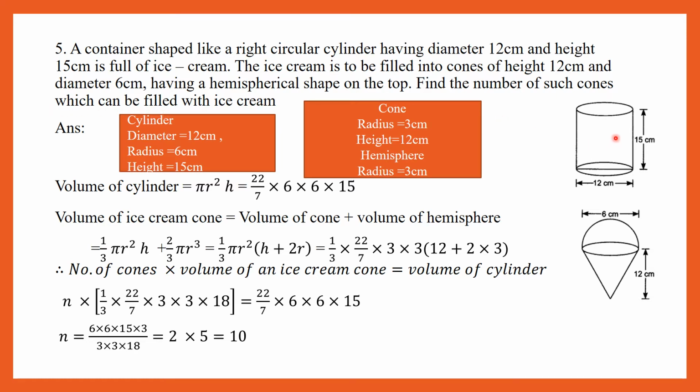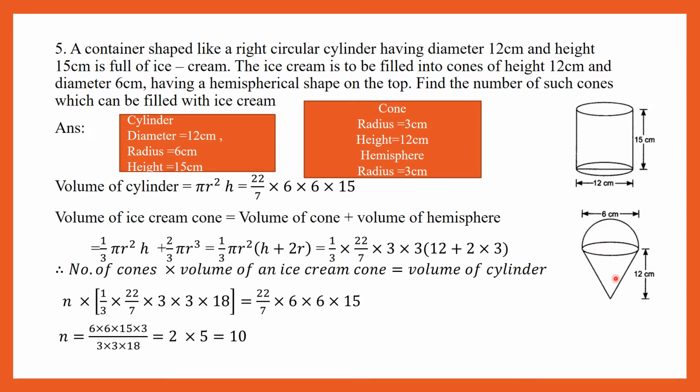Here we are given a cylindrical container full of ice cream. So, diameter is given as 12 cm and therefore radius is equal to 6 cm. Height of the cylinder is given as 15. So, volume of the cylinder, pi r square h, is equal to 22 by 7 into 6 square into 15. The ice cream in the cylinder is transferred to cones, and we are asked to find how many such cones can be filled with ice cream.